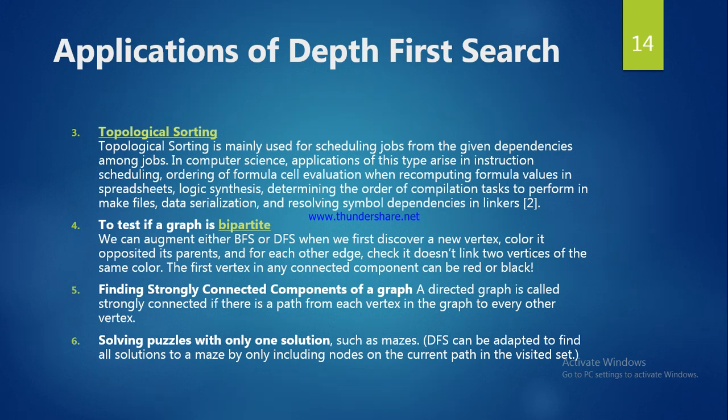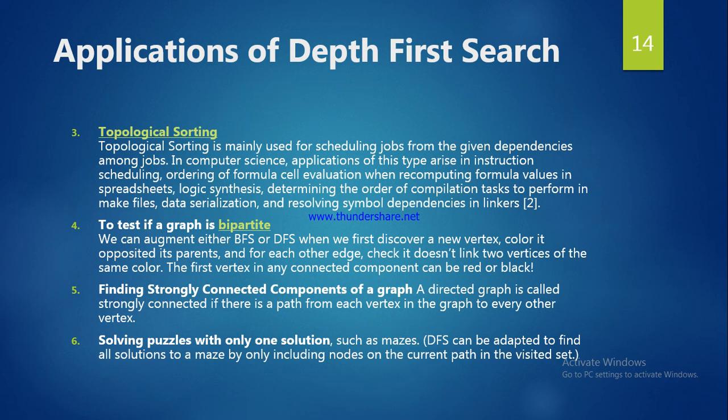We can augment either BFS or depth first search when we first discover a new vertex: color it opposite to its parent's, and for each other edge check it doesn't link two vertices of the same color. The first vertex in any connected component can be red or black.